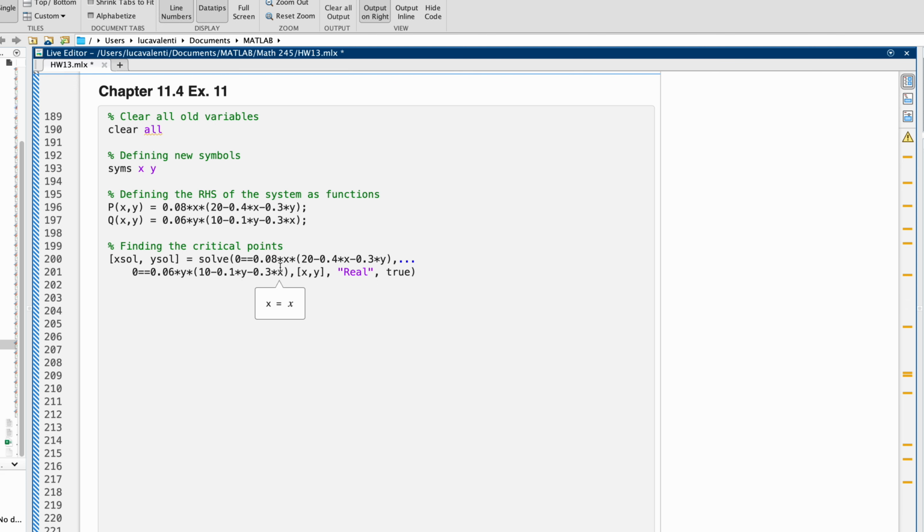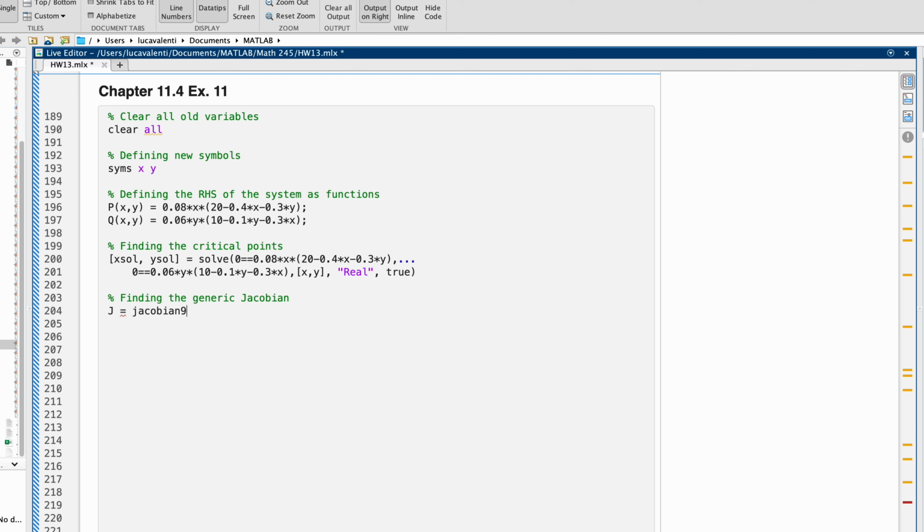So now we have the code to find our critical points. We want to classify them. To classify the critical points, the first thing that we want to do is find the generic Jacobian. So to find the generic Jacobian, we use the Jacobian command. Say that we're going to call it J.